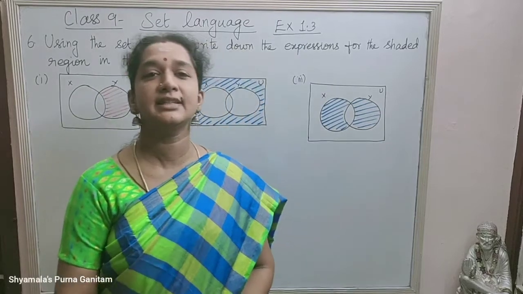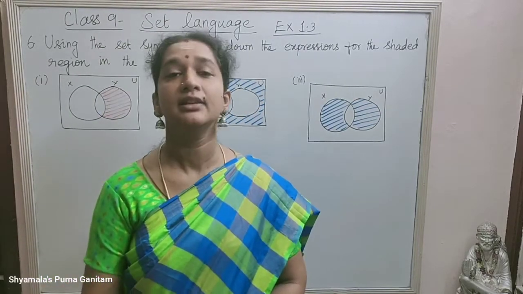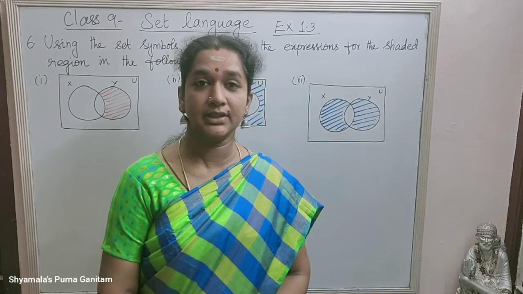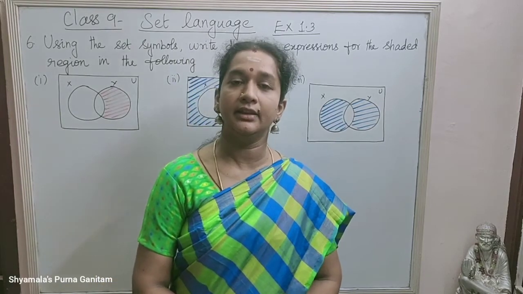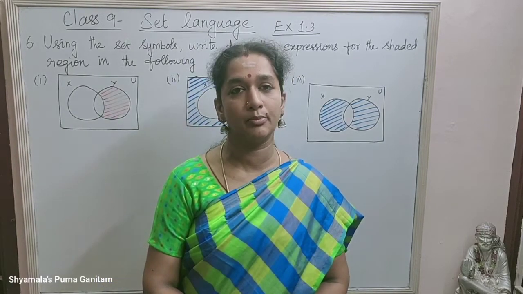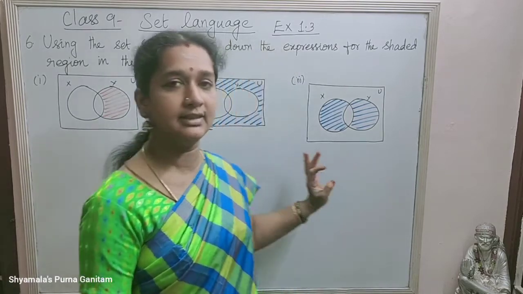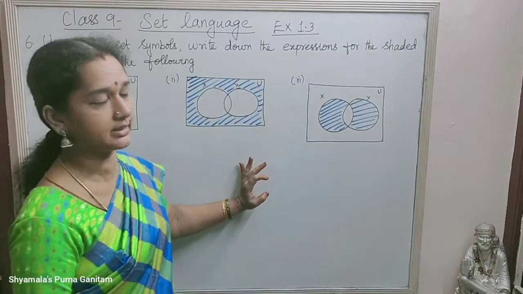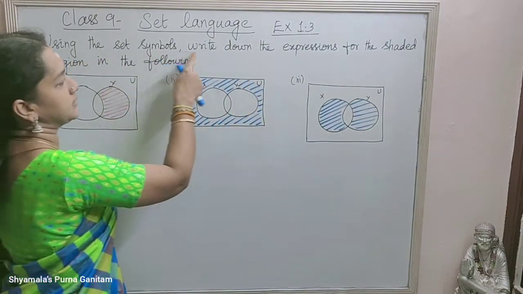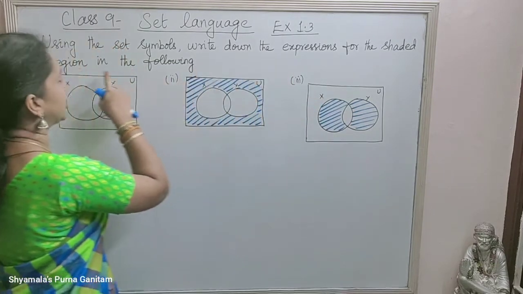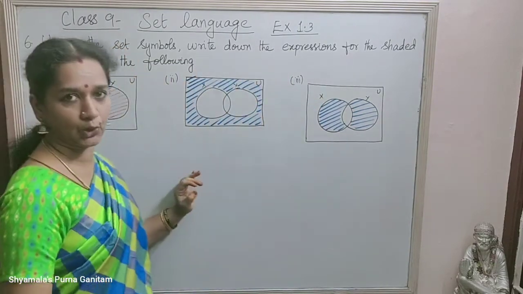Morning students, in this class I will be doing class 9 matriculation syllabus, first chapter, set language. In that, exercises 1.1 and 1.2 I have already completed. This is exercise 1.3, sixth sum. Using the set symbols, write down the expressions for the shaded region in the following.